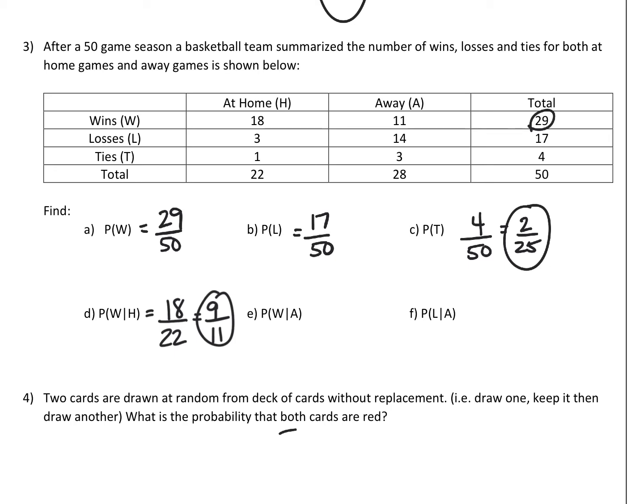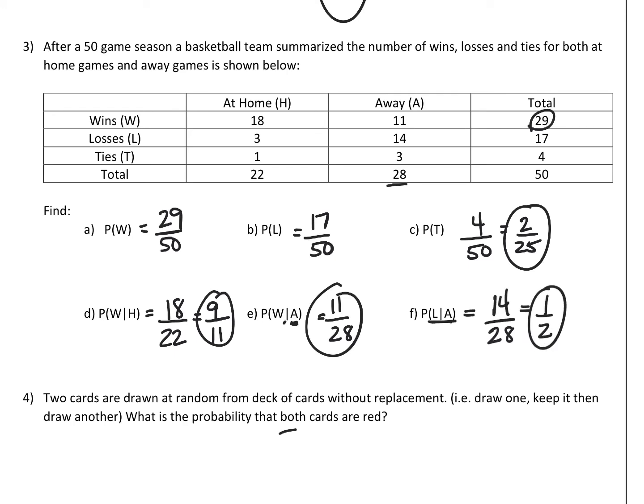Now, what is the probability of my getting a win given that I'm away? So again, don't look at the total, we're looking at the away column this time. So I have a total of 28 games played away, and 11 of those are wins. The probability of losing given that I played away. So again, I'm looking at my away column. I have 28, and how many of them are losses? 14 of them, so that reduces to 1/2.